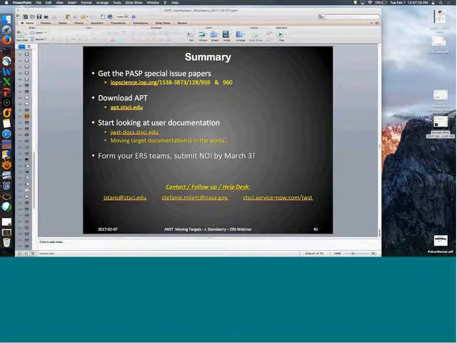But just remember, every target you list or name in an ERS proposal, regardless of whether it's actually completed as an observation, will restrict that target from being observed in any GO proposal with the station. Okay, good to know.